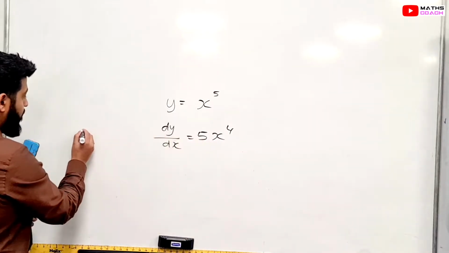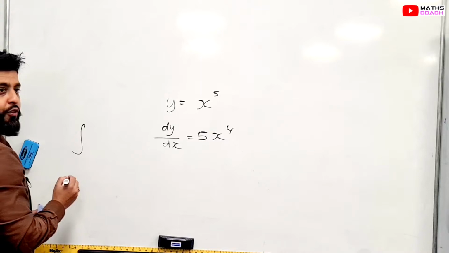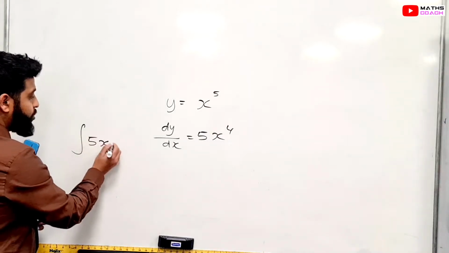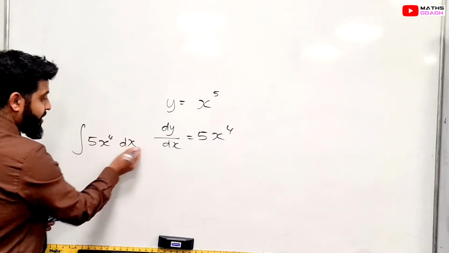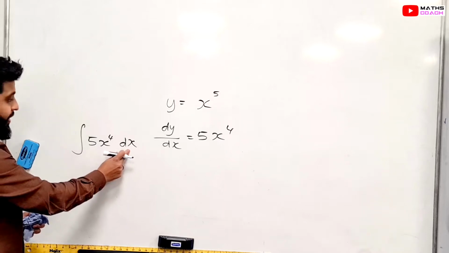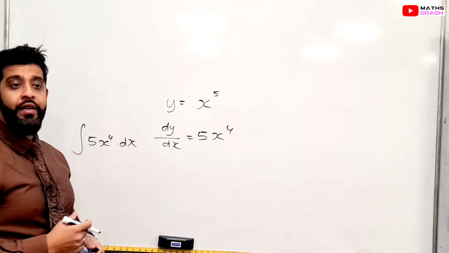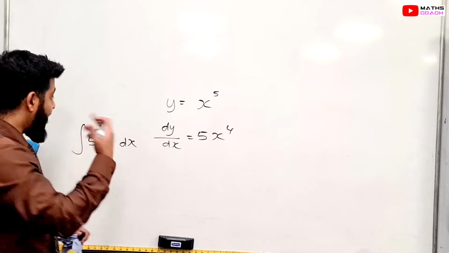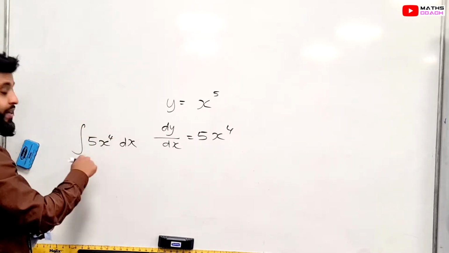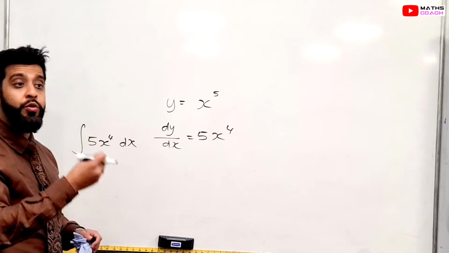So we want to integrate, and this is the symbol for integration. We write 5x to the power of 4 with respect to x. This is what we write when we're integrating, with this symbol and that. Quick reminder, how do we integrate? What's the process? We add 1 to the power, and then we divide by that new power.